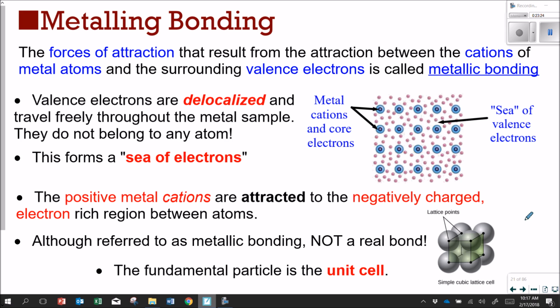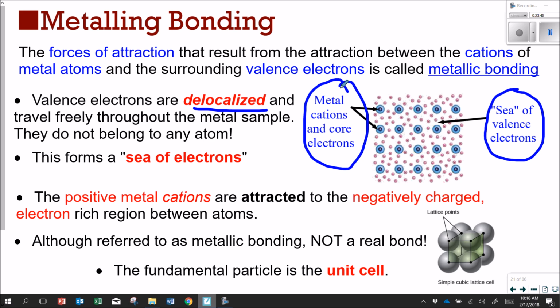Finally, let's look at metallic bonding. The forces of attraction that result from the attraction between the cations of metal atoms and their surrounding valence electrons is metallic bonding. The valence electrons are delocalized and they travel freely through the metal sample. So that forms a sea of valence electrons which are moving freely in between the metal cations and core electrons. Those positive metal cations are then attracted to the negatively charged electron-rich region between the atoms, and that forms metallic bonding. Metallic bonding is not actually a real bond, and the fundamental particle is the unit cell.